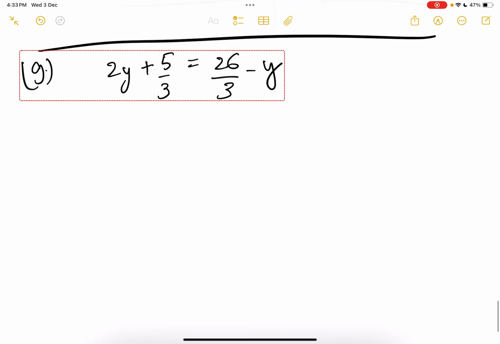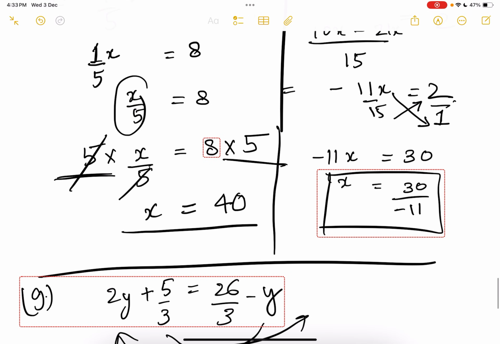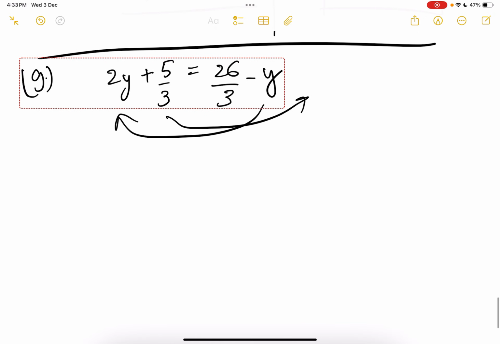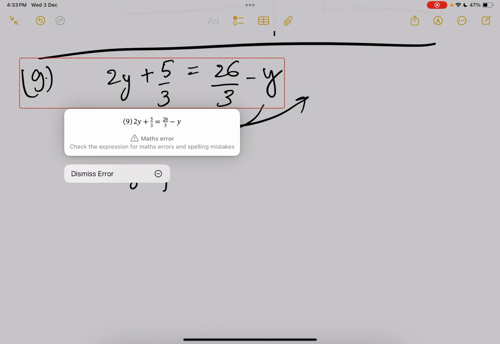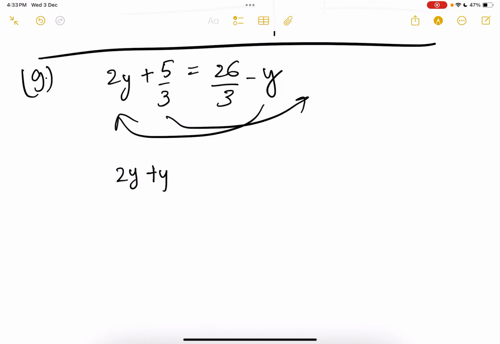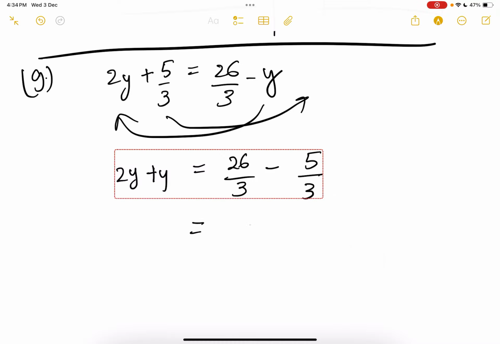Again, this is a question you can bring here. Now this is not in x, this is in y, but you don't have to worry. 2y plus y, here it was minus, then here it became plus. Something is popping up on the screen, don't worry about that. I'm not doing that. I don't know why it's happening. I need to check that.